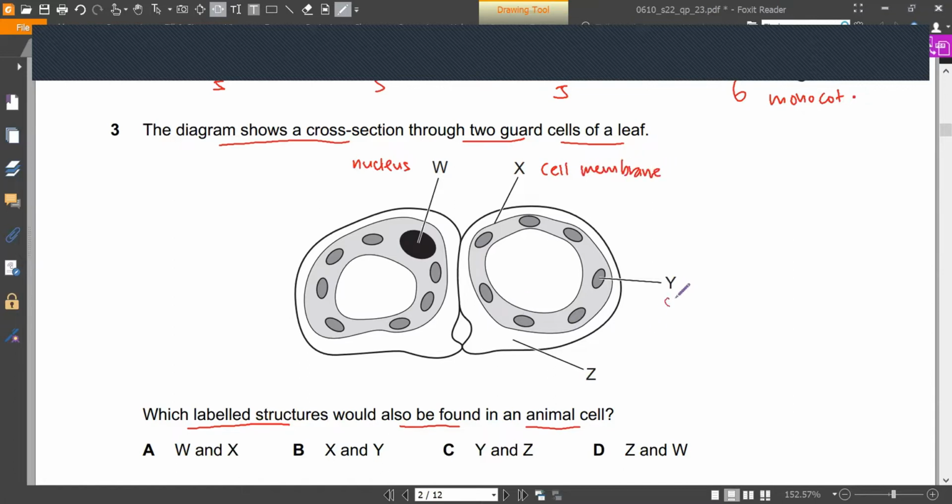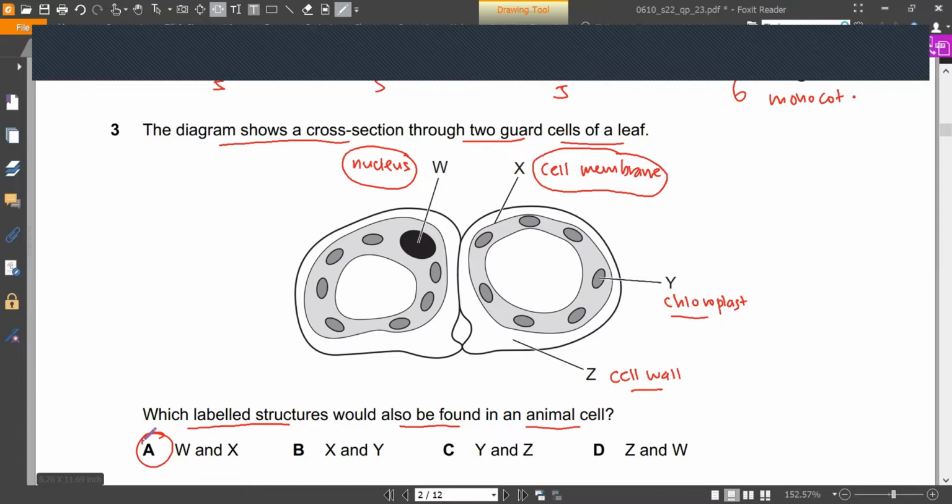and then chloroplast, and this part will be the cell wall. So we want to know which components are common to animal cells and plant cells. This is very straightforward, right? Chloroplast only in plants, cell wall only in plants. Which means nucleus and cell membrane, right? Very straightforward. Next question.